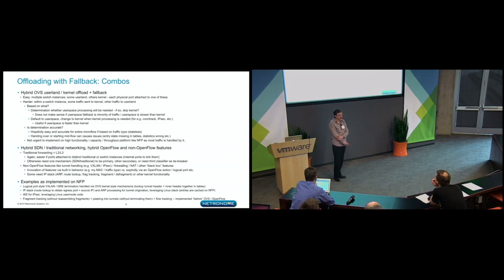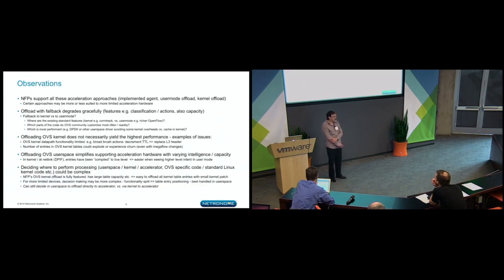You could also have these other hybrid features like traditional networking being included. We saw a few of them already, like the tunnel handling, which is really outside OpenFlow. Another example would be IPsec, Contract, the fragment tracking, the digging into tunnels to find the inner headers, etc., etc. So all these things also need to be considered in a broader picture of acceleration. So a few observations before we conclude here.